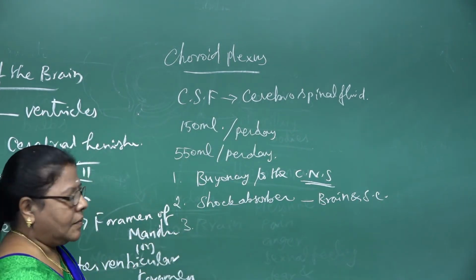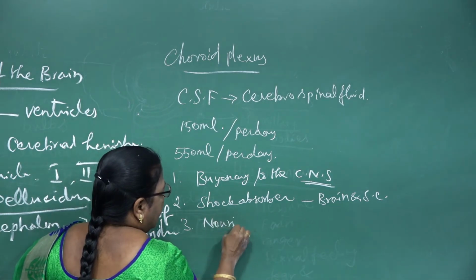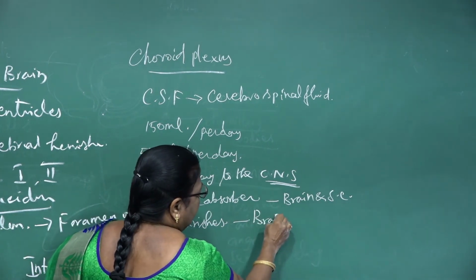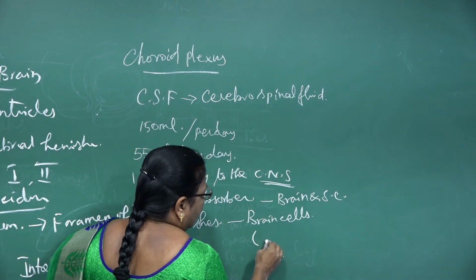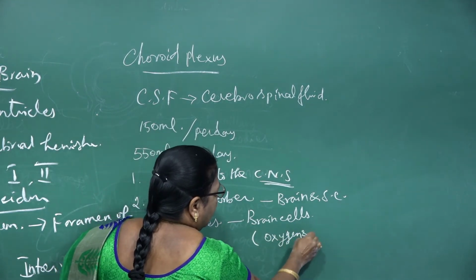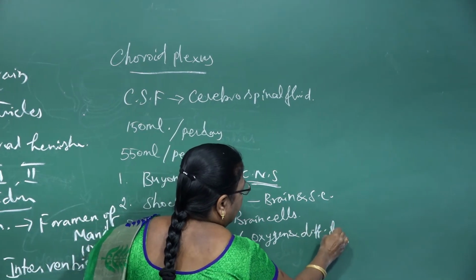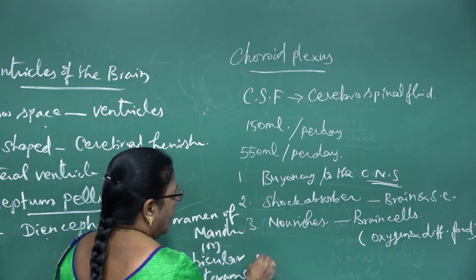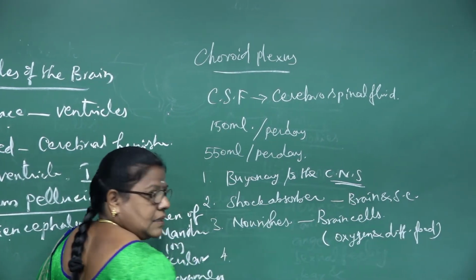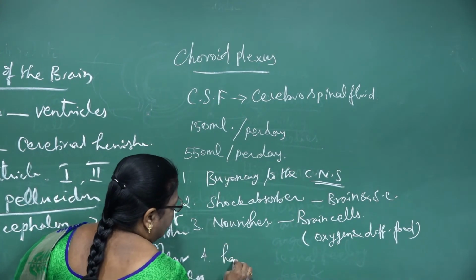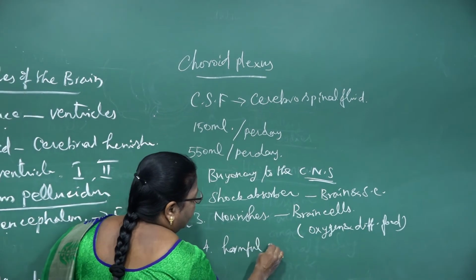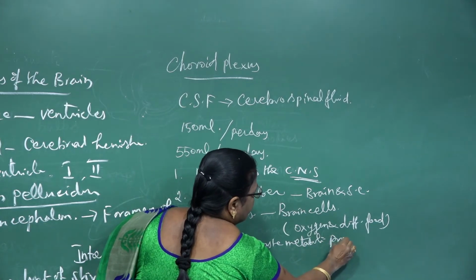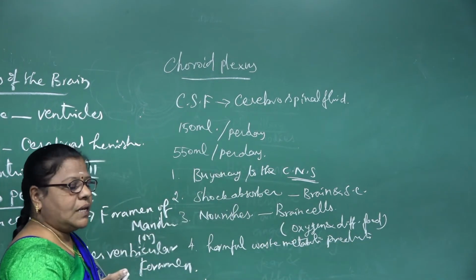It nourishes the food to the brain cells. The food are oxygen and different types of food. The CSF nourishes the food to the brain cells. It carries the waste products, that is harmful waste metabolic products, from the brain to the blood.